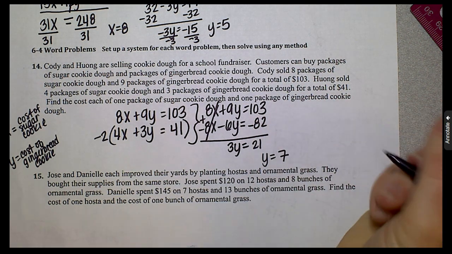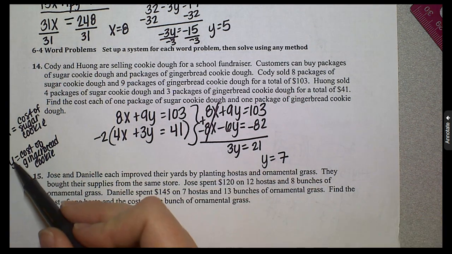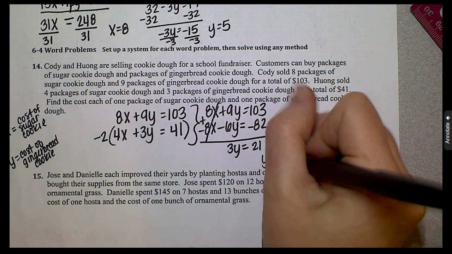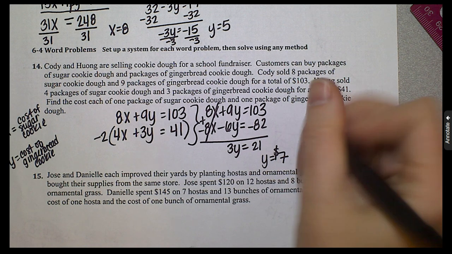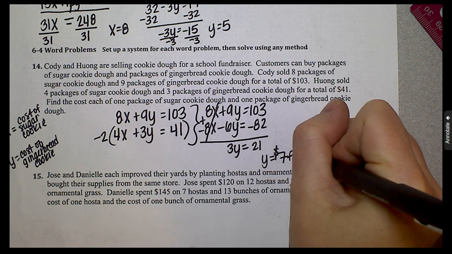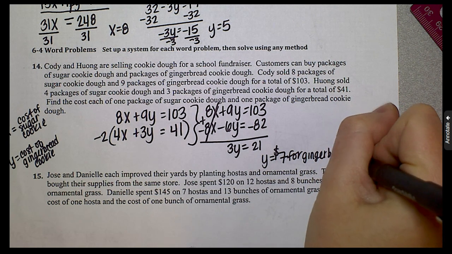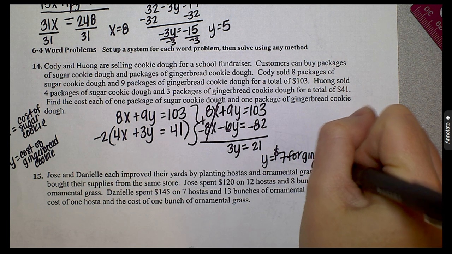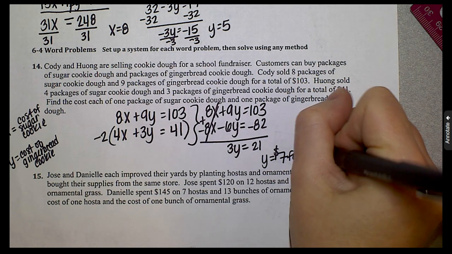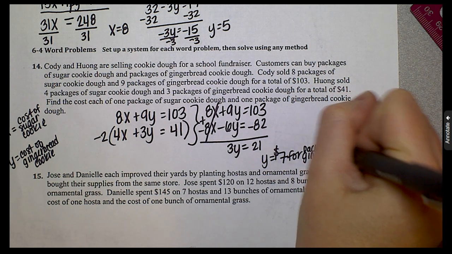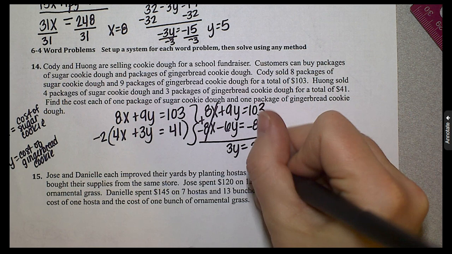So what does that mean, you say? Well, I remind myself what y is. It's the cost of gingerbread cookies. So it's $7 for a package of gingerbread cookies. Writing the word gingerbread is annoying. I should say for a package of. Okay, so that's my first variable.